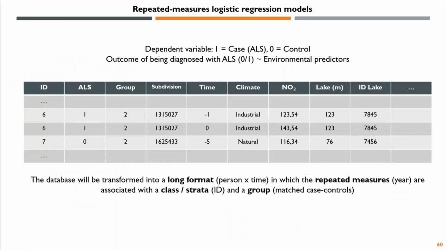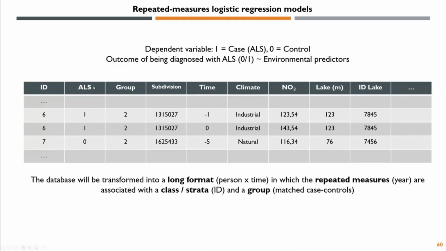To do that, we're going to use logistic regressions that allow for repeated measures. So here we can see we have an ALS case would be labeled as 1, for example, whereas someone who doesn't would be labeled as 0. So that's our dependent variable. And then we can insert all our environmental predictors. And basically what that will do is we can see how do these environmental predictors affect the outcome of being diagnosed with ALS.